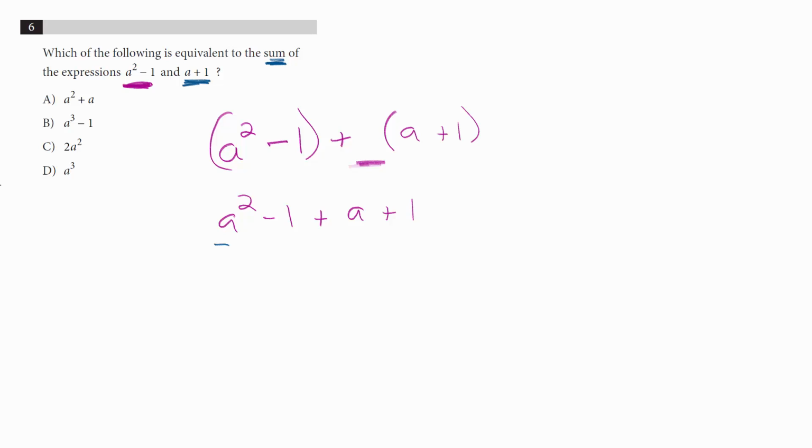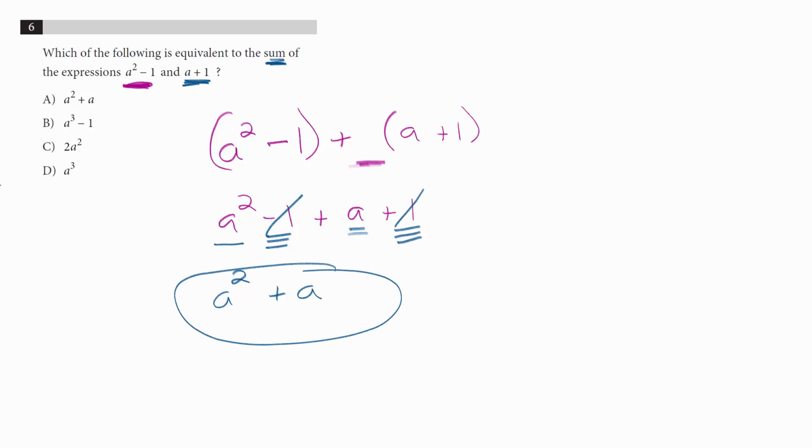There's only one term with a in it that is raised to the second power, so a squared remains the same. The next lowest exponent is positive 1 on this term, and there's no other term like it, so we have plus a. Then we have negative 1 and positive 1, which cancel, and that only leaves us with a squared plus a, which means that answer A is our answer.